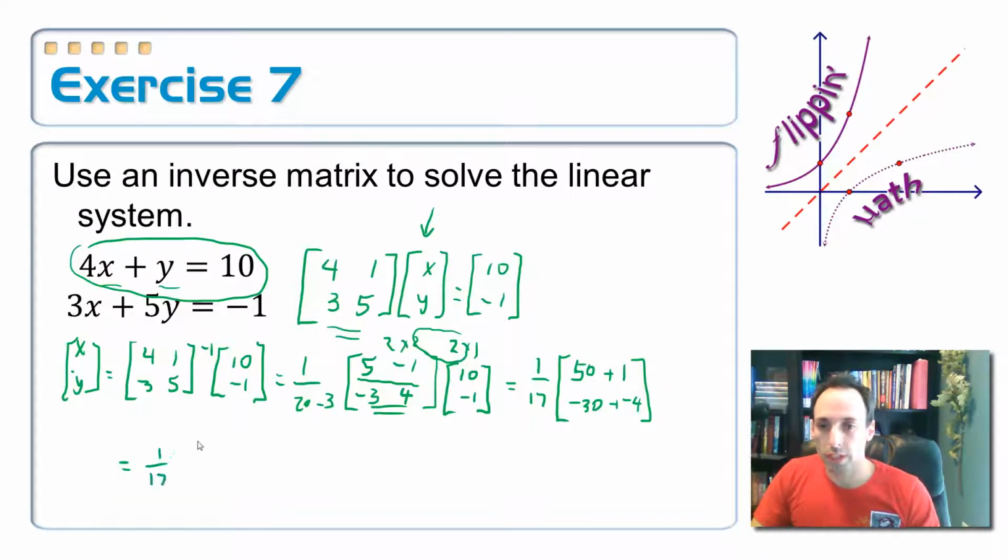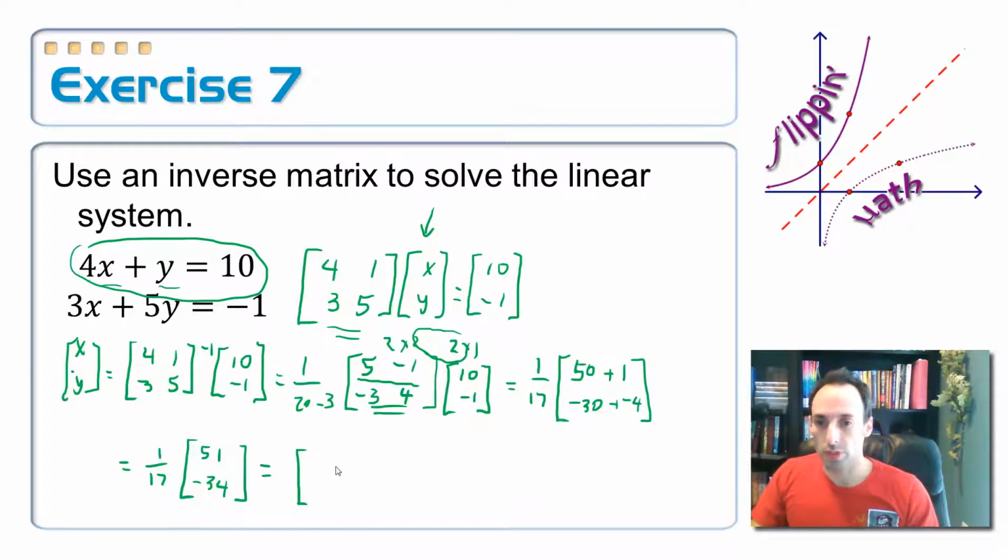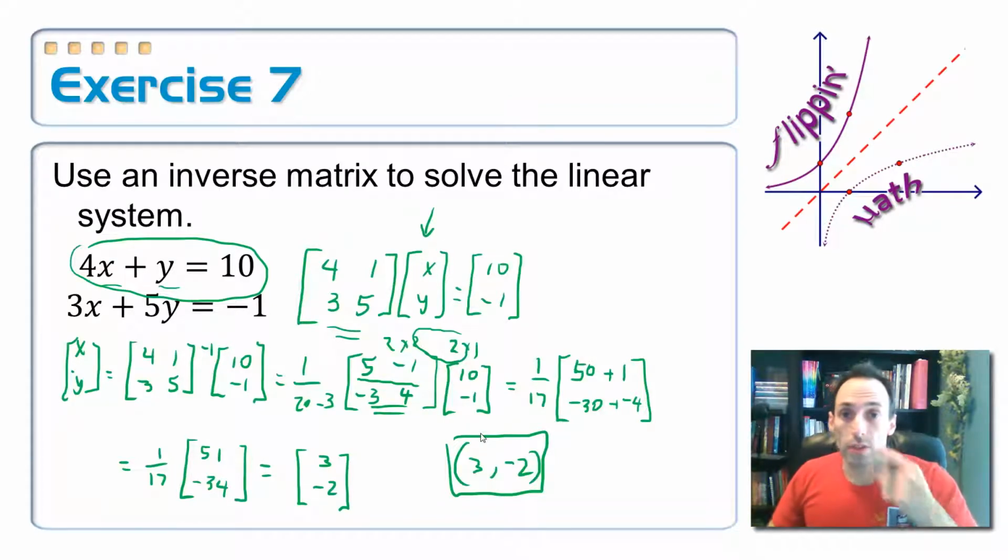1 over 17. And up top I have a 51. On the bottom I have a negative 34. Okay, so let's now just divide those two numbers by 17. So 17 goes into 51 3 times, into negative 34 negative 2 times. So the answer to my system of equations, the original system of equations, is 3, negative 2. So what we just did is we came up with another method to solve a system of linear equations. This time, no substitution, no elimination, and even no Cramer's rule. Another one using inverse matrices.